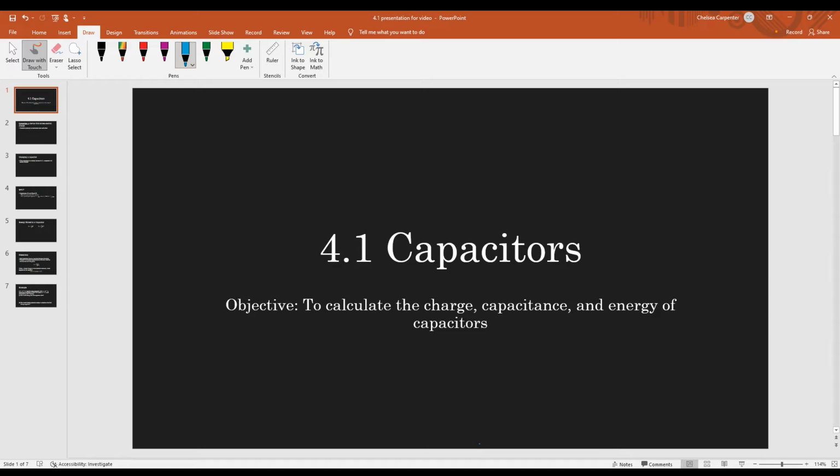Hello, everybody. Today we are starting Unit 4. If you want to title your Unit 4, it's all about circuits. I'm pretty excited. This is a pretty fun unit. We're going to start our discussion of circuits with defining what a capacitor is.